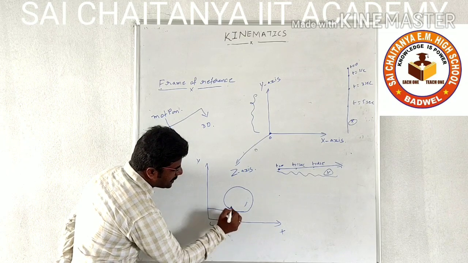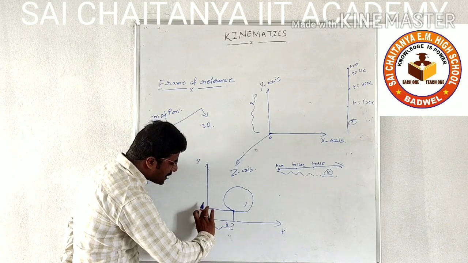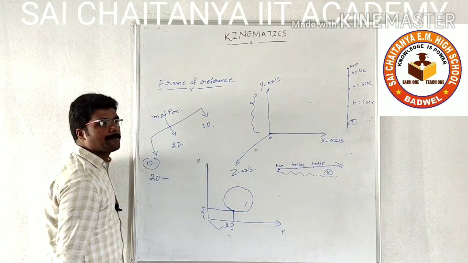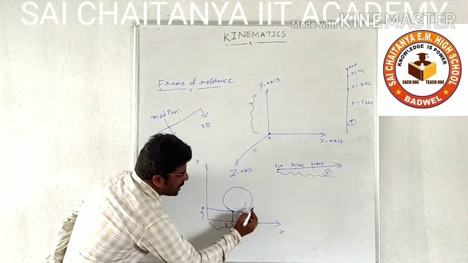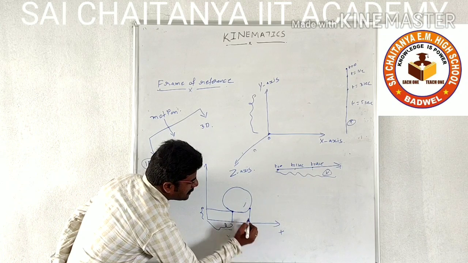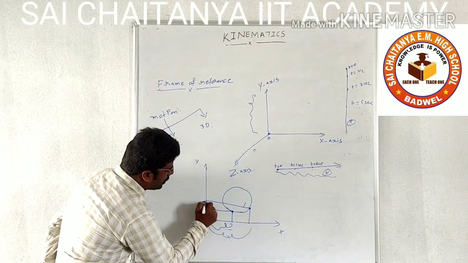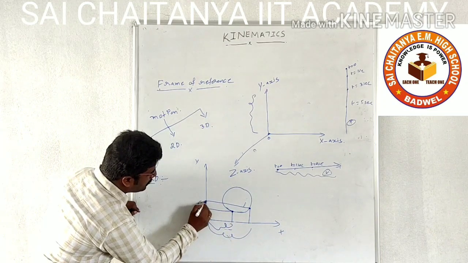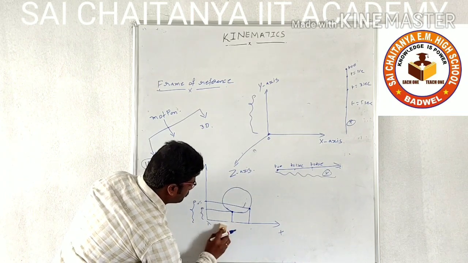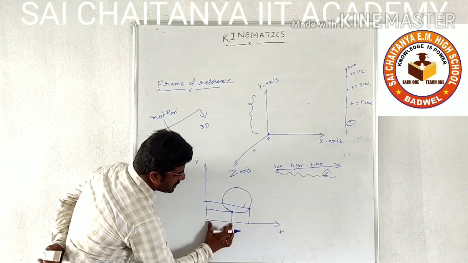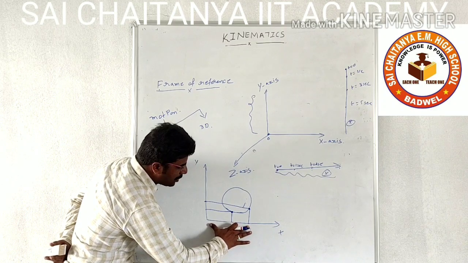Now we are taking the particle is here. When the particle is here, it has moved some distance along the x-axis and it has moved some distance along the y-axis. Here the motion is in two directions, that is along the x-axis and y-axis. If you take the particle here, it has moved the distance of x this much and y this much. So when the particle is here, this is the movement of the body along the x-axis.